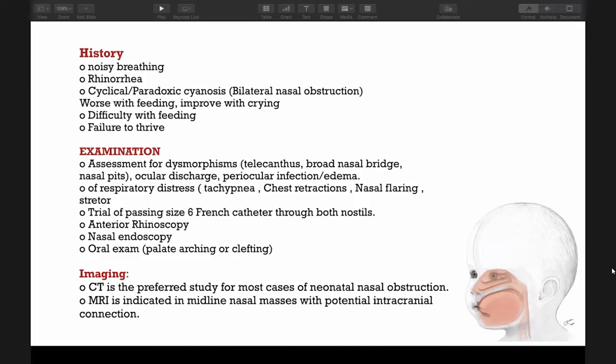For examination, we will look for dysmorphic features, we will look for any signs of respiratory distress. We will do a trial of passing a catheter to both nostrils. We will do anterior rhinoscopy, nasal endoscopy, and we will do oral exam. And finally, we will do CT and MRI afterwards.